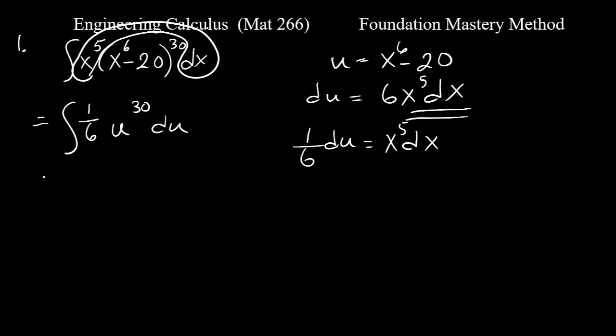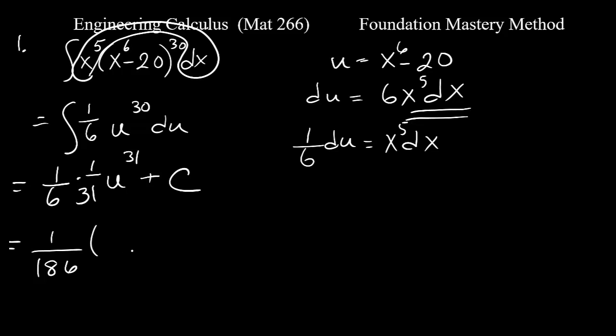And now this is an integral we know how to solve. Applying the power rule backwards, we'll have 1/6 u to the 31st power. We multiply by the reciprocal of the new power, 1/31, and now we have our constant of integration. Finally, we do our last step, which is, we'll rewrite this as 1/186, and substitute back in for u, x to the 6th minus 20, and then we have our constant of integration.